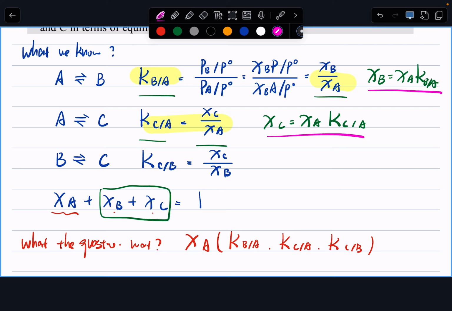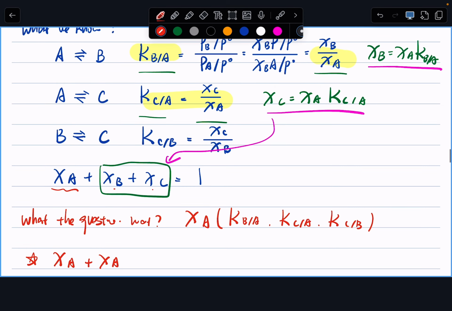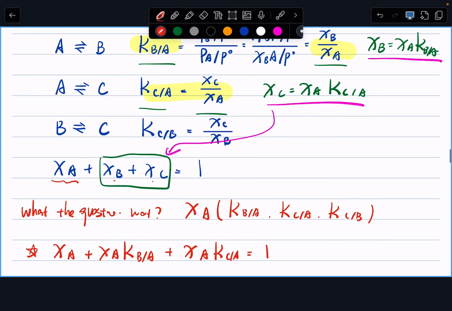All right. And we can plug in these 2 expressions into something we know, which is all 3 mole fractions add up to be 1. And that equation effectively becomes chi A plus chi A times k BA plus chi A times k CA adds up to be 1. And again, this one just equals my chi B. This one is my chi C.